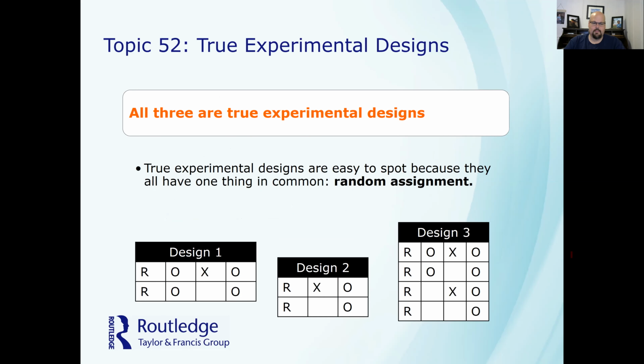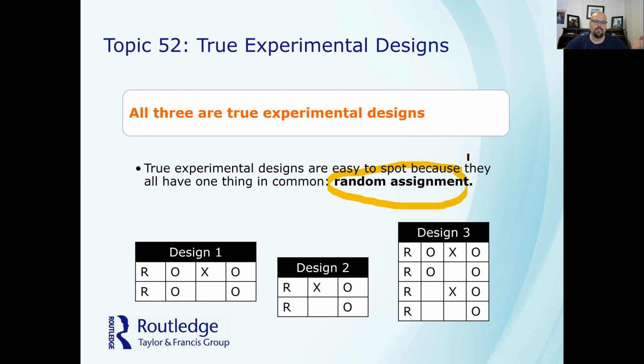All three of these are what we call true experimental designs. They're true experimental designs because they all have one thing in common. They have random assignment. Random assignment is the key to a true experiment. Without random assignment, you do not have a true experimental design. That being said, a lot of psychology uses non-true experimental designs, pseudo-experimental, quasi-experimental. There's a lot of different terms for it. We're going to talk about those next.